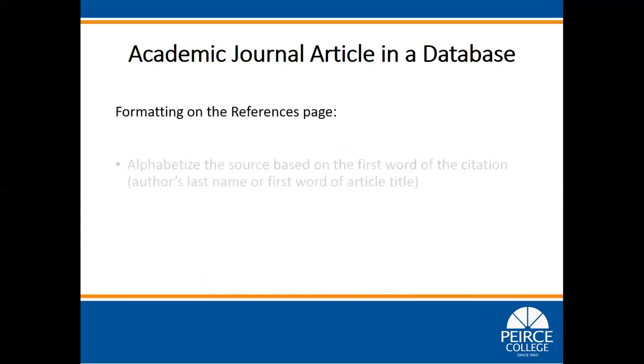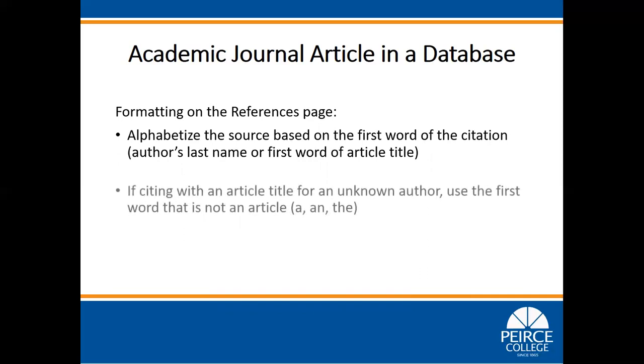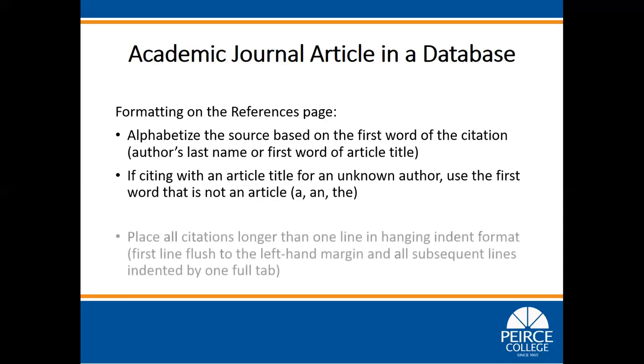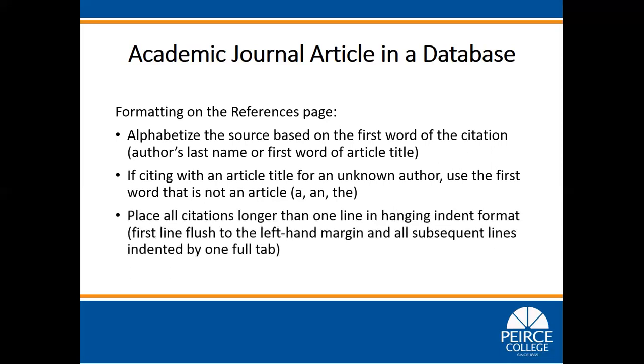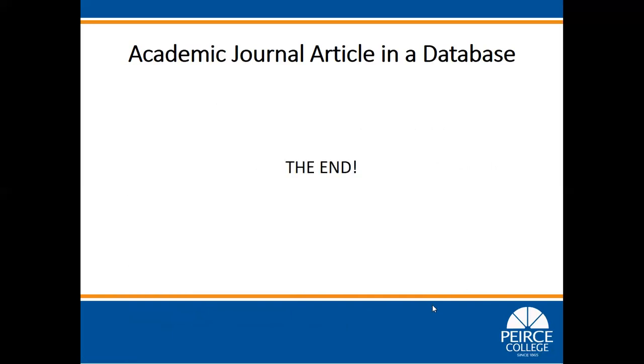Formatting on the references page. Alphabetize the source based on the first word of the citation, the author's last name, or the first word of the article title. If citing with an article title for an unknown author, use the first word that is not an article: a, an, or the. Place all citations longer than one line in hanging indent format. First line flush to the left-hand margin and all subsequent lines indented by one full tab. Double space the entire references page and do not add additional spaces between citations. This concludes how to cite an academic journal article in a database.